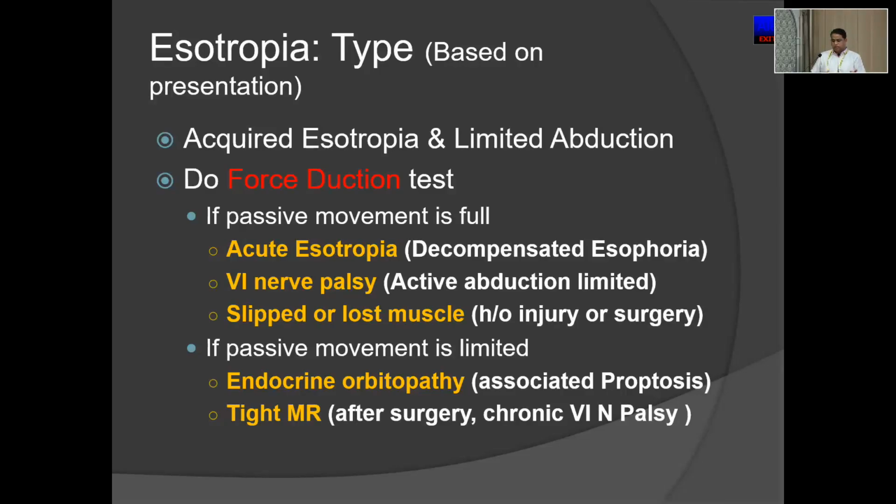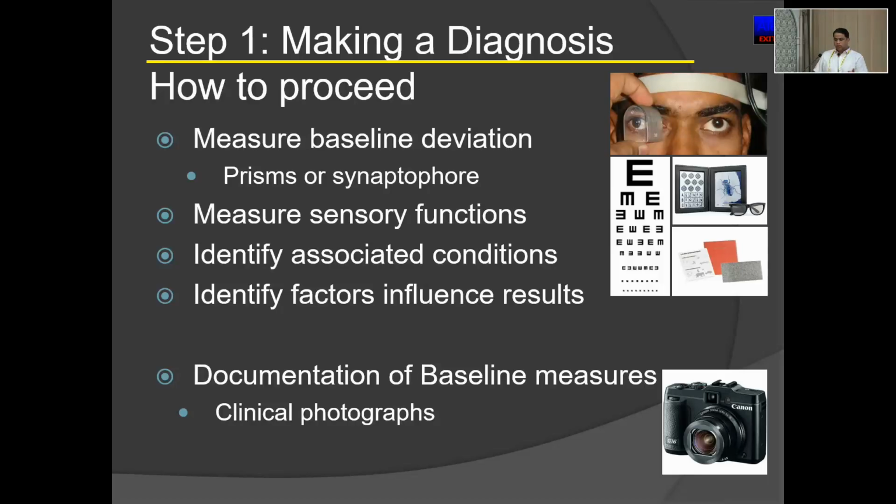If the passive movement is limited, it can be an endocrine disorder or a tight medial rectus. To proceed with the diagnosis, we do some baseline evaluations, especially with the help of prisms or synaptophore. Synaptophore is obsolete, we normally use prisms now. We also measure the sensory functions.